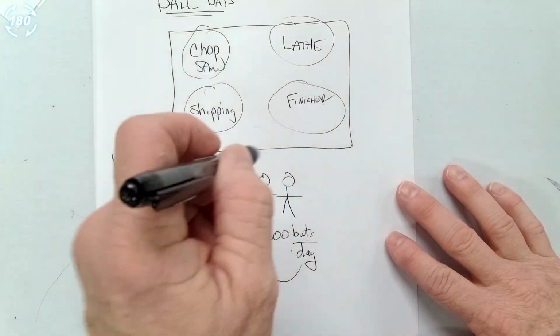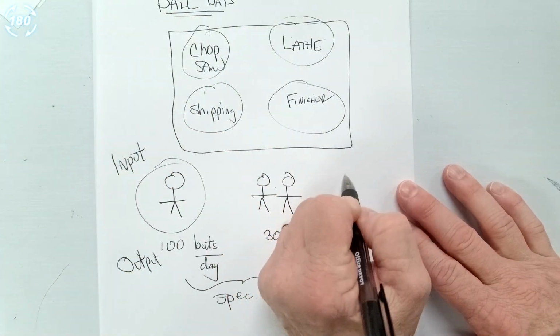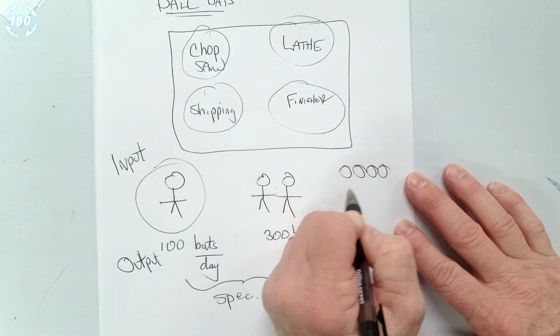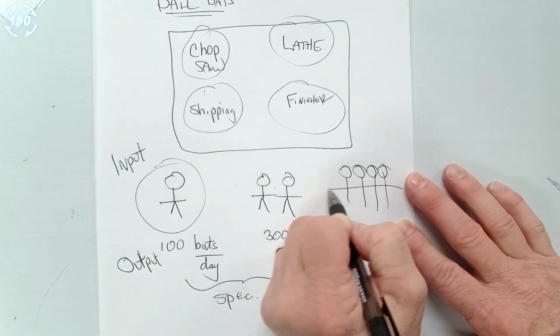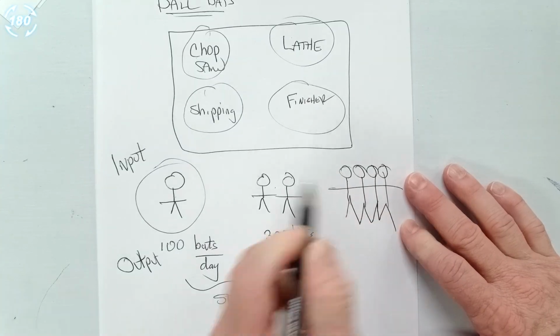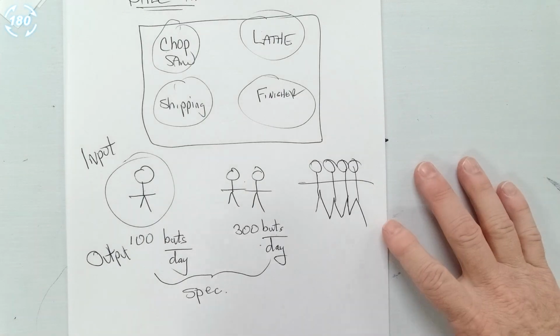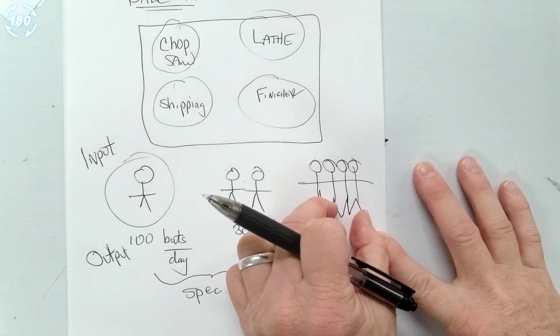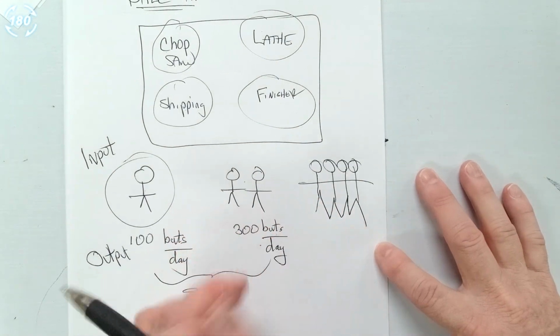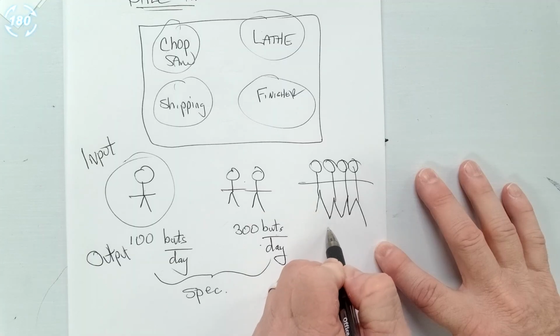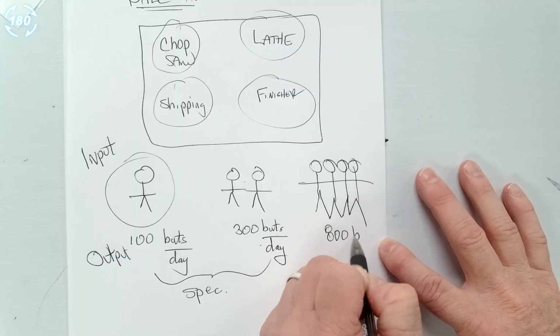And if I double this, going from 2 to 4, being a little facetious here, now I've got 4 workers. It seems reasonable to assume that the output here will be more than double the output here. In other words, this might be 800 bats in a day.